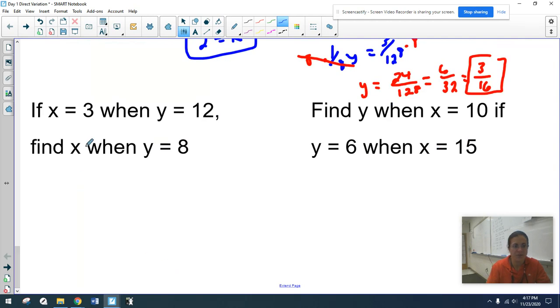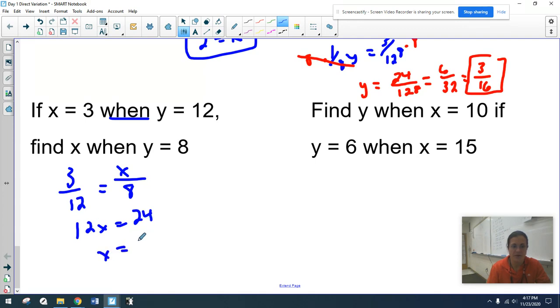Okay, 2 more. Pause me, try them. So I'm going to put 3. This is x. Here's my when that connects them. 3/12. I put x on top, so this x goes on top and this y on bottom. Cross multiply, you get 12x. 3 times 8 is 24. So your solve part, if I divide both sides by 12, that's going to be 2.